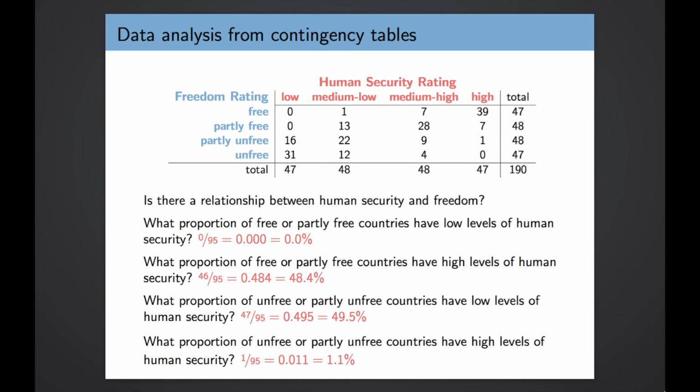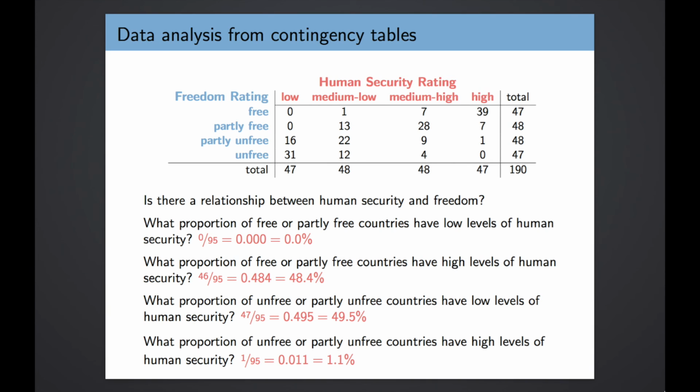On the other hand, when we turn our attention to unfree and partly unfree countries, we're going to see a really different relationship. So there are 16 partly unfree countries and 31 unfree countries with a low level of human security. That is 47 altogether, divided by the total of partly unfree and unfree countries, so 48 plus 47. And we get 47 over 95, which comes out to 49.5% of partly unfree and unfree countries having low levels of human security. But on the other hand, there is only 1 partly unfree country with a high level of human security and no unfree countries with a high level of human security. So 1 over 95 comes out to only 1.1%.